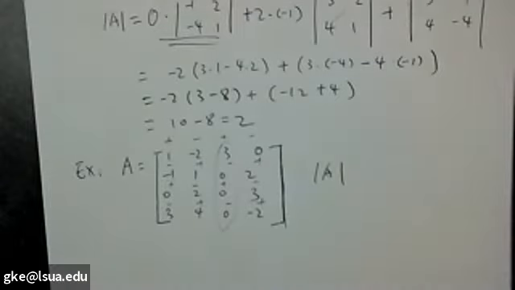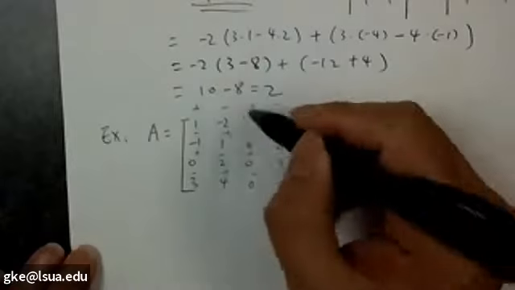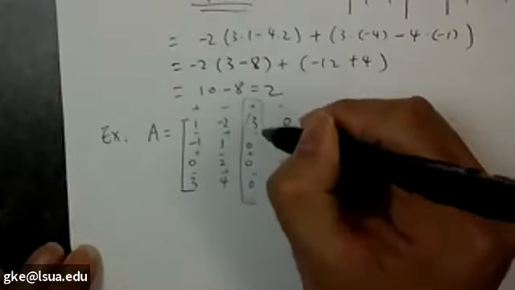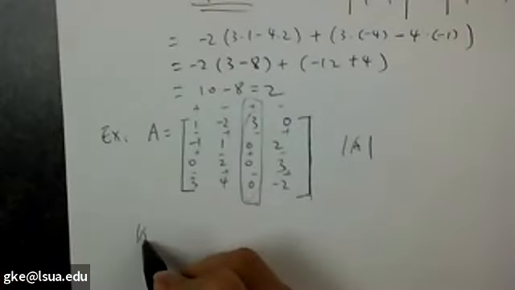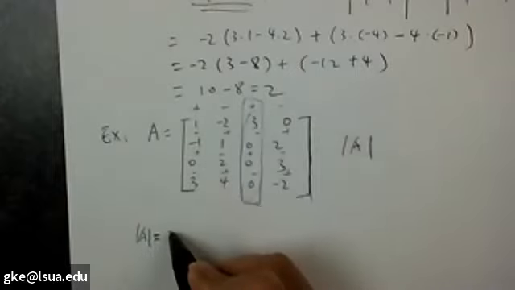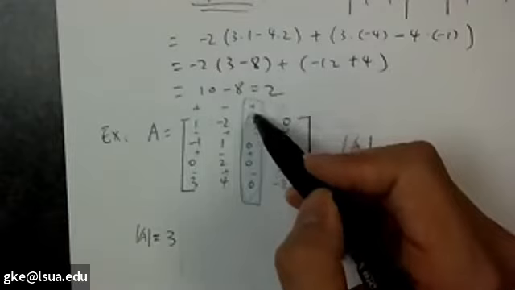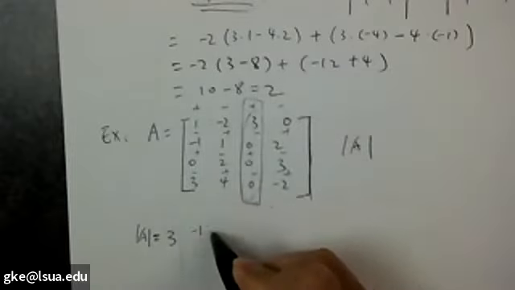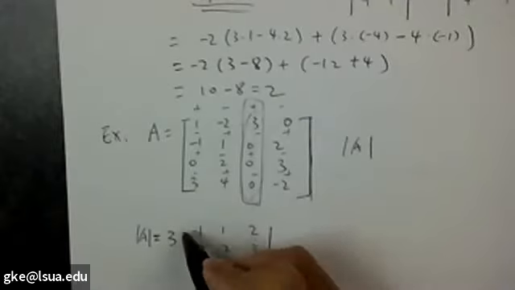Did you get it or not? What's your answer? I'm doing good. No, that's wrong. Okay, let me try it on the board. We do the expansion according to the third column. Okay, sorry. So we have what? It's a positive, right? Positive. So it's 3, times cross out the first row, the third column. We're going to have -1, 1, 2, 0, 2, 3, 3, 4, -2, right?